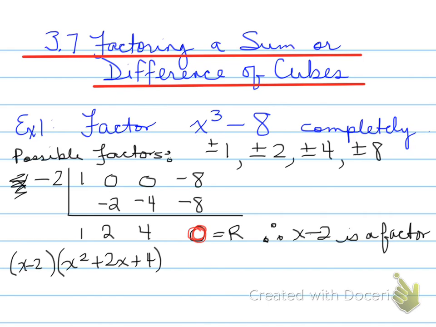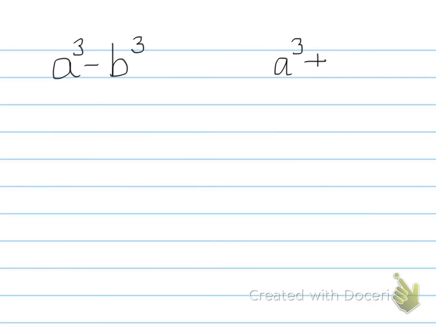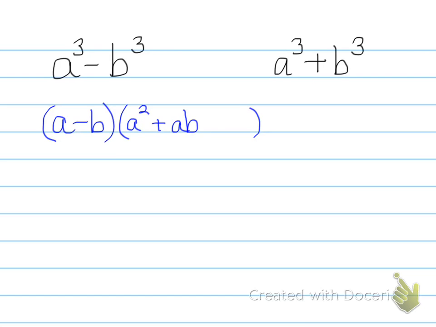Let's develop a general formula. The general formula is as follows. Whether you have a sum or a difference of cubes, the rule applies as follows. If you have a cubed minus b cubed, taking the cube root of each term, it is a minus b times a squared plus ab plus b squared.